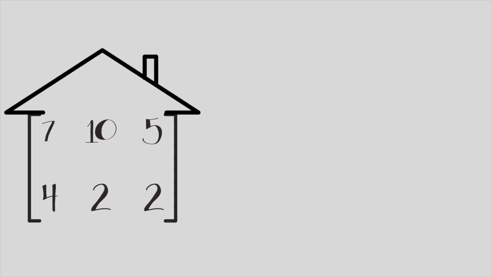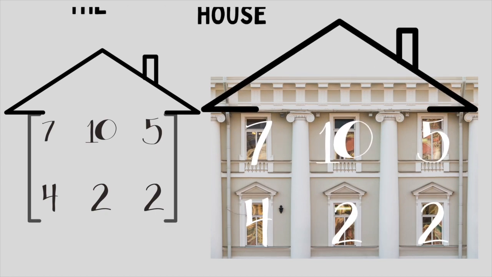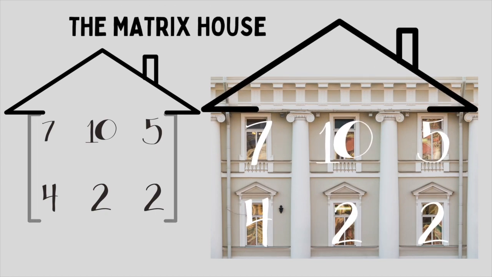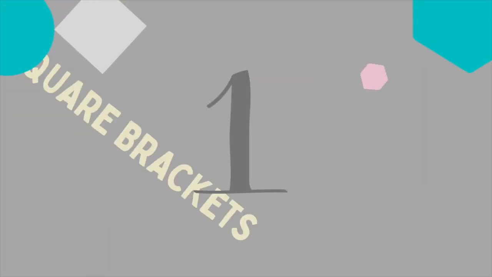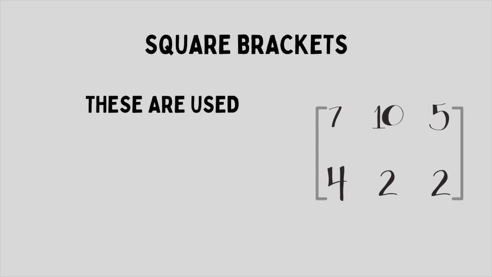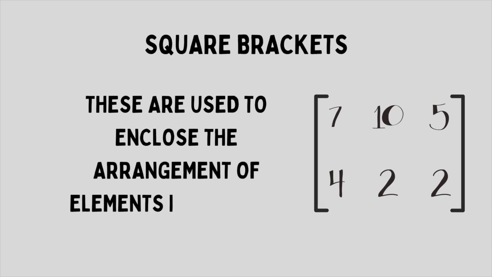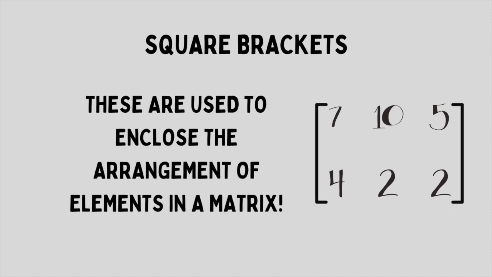So we're going to use a little roof on top of our matrix here to give an idea of a house, and we'll call it the matrix house. We'll use this to help us explain these elements. The first one, square brackets. These are used to enclose the arrangement of elements in a matrix. So as you can see here, we have square brackets.